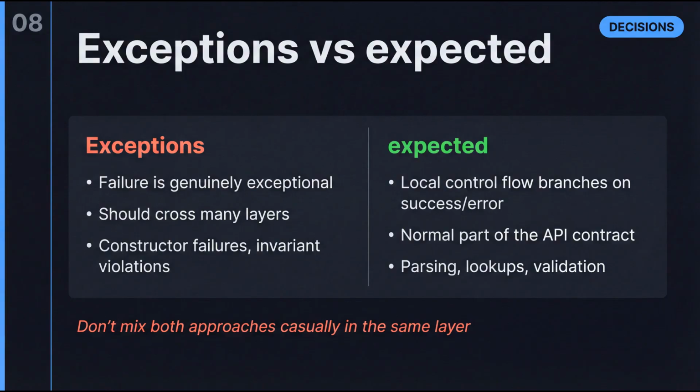Use expected when local control flow should branch on success or error as a normal part of the API. Parsing, lookups, validation. These operations fail routinely, and the caller should handle the failure directly. The critical rule: don't mix both approaches casually in the same layer. Pick one model per API boundary and be consistent.